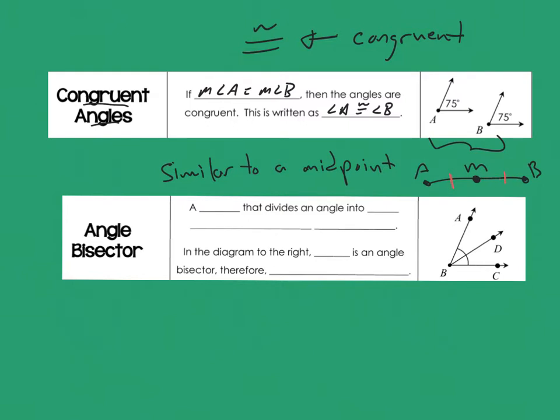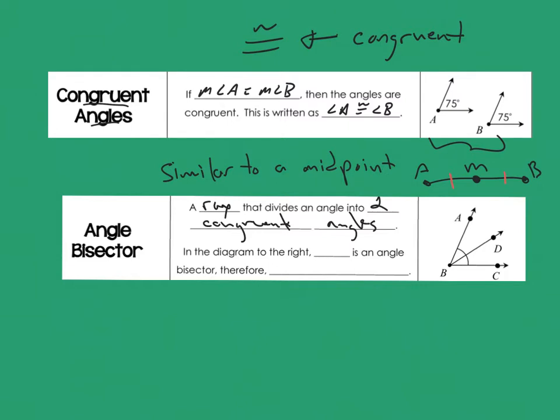Well, similar to that, you can have an angle bisector. And an angle bisector is going to be yet another ray. So we have ray BA and ray BC are the sides of angle ABC. Then you have ray BD bisecting that angle. And what is an angle bisector? Well, it's just a very simple ray that divides the angle into two congruent angles.